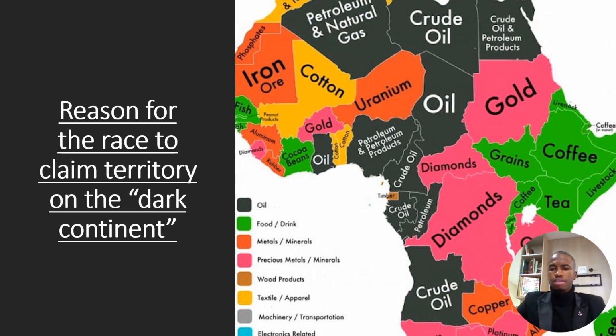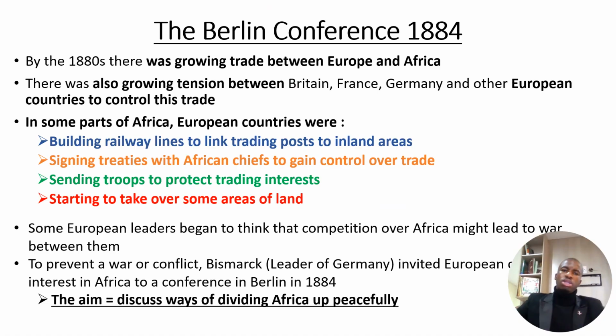Now, it is important for us to establish where all this took place. How did they decide which country would belong to which European country? This is where we start speaking about the Berlin Conference of 1884. By the 1880s, trading between Europe and Africa was growing. There was also a lot of tension between countries such as Britain, France, Germany, and other European countries to control this trade between Europe and Africa.